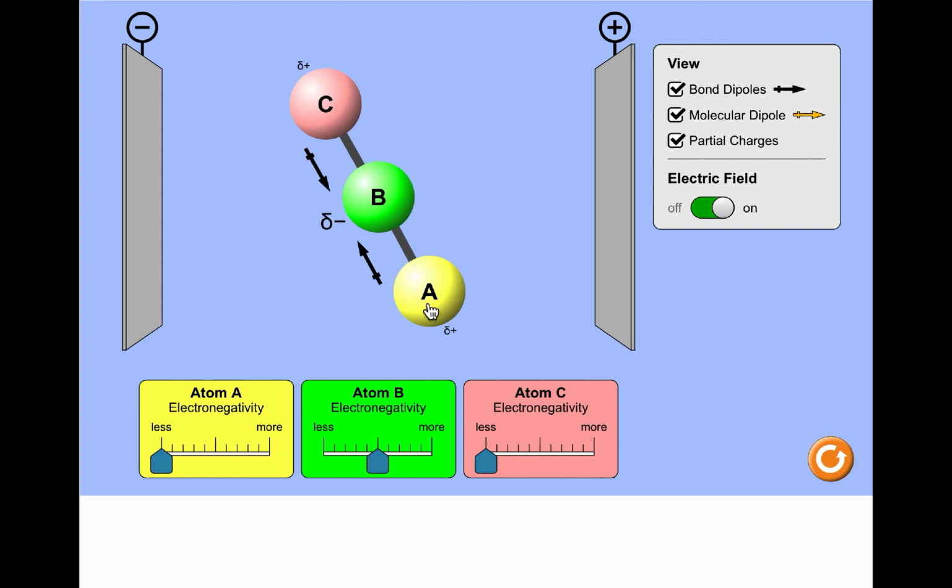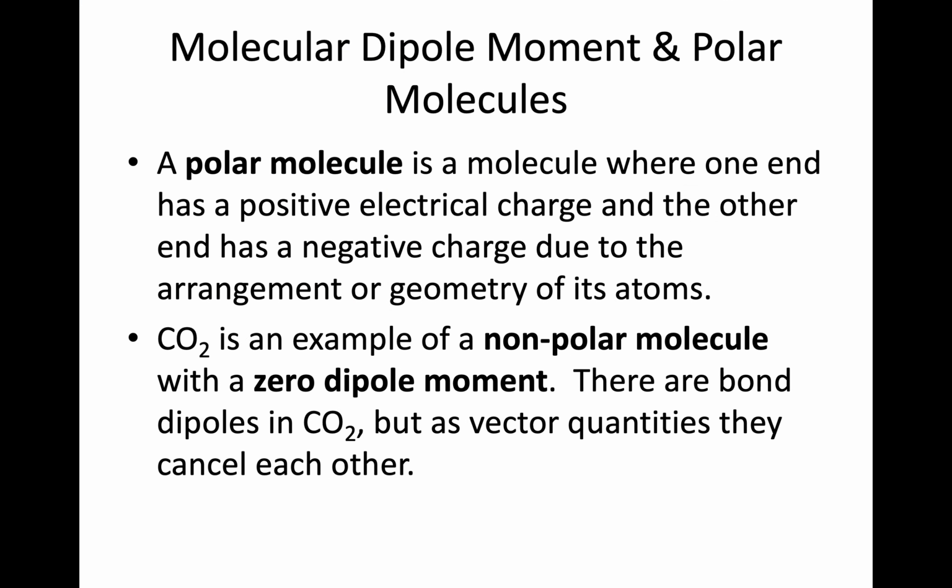So this is interesting. I can have bond dipoles present, but as vector quantities, if they cancel, it does not lead to a molecular dipole. So we're distinguishing now between whether we have a bond dipole or the entire molecule has a dipole. A polar molecule is a molecule where one end has a positive electrical charge and the other end negative. CO2, however, is an example of a nonpolar molecule. Overall, it has a zero dipole moment. Even though there are bond dipoles in CO2, as vector quantities, they cancel out.